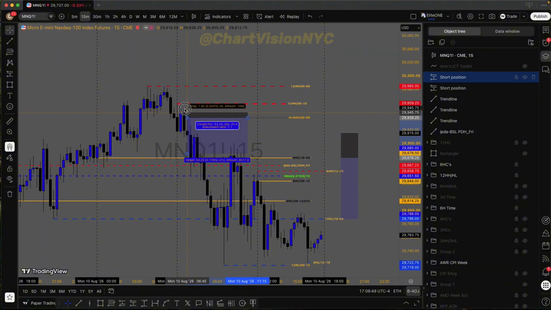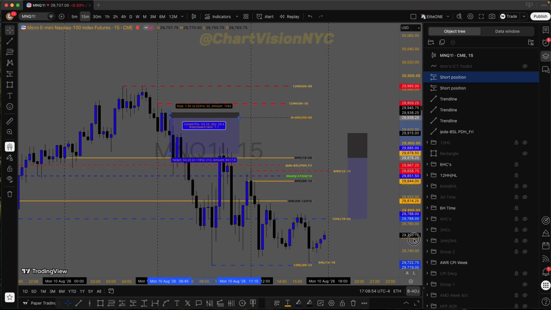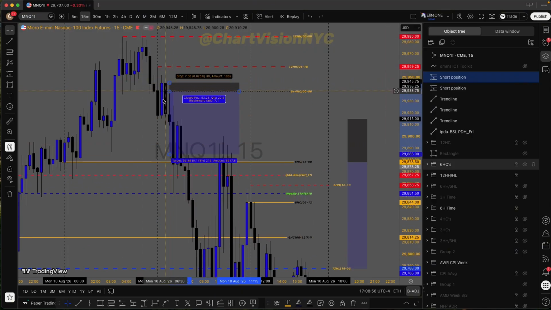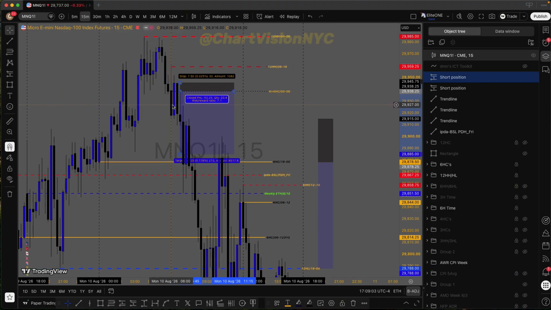29,938 and a quarter. We put our stop at the high of the candle that closed below the 4-hour close. We enter on the next candle to the tick. Retest is so beautiful to see.